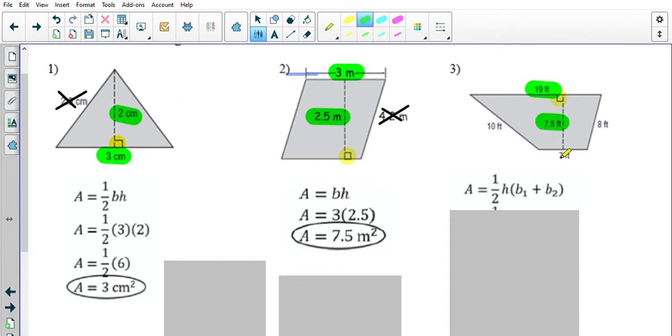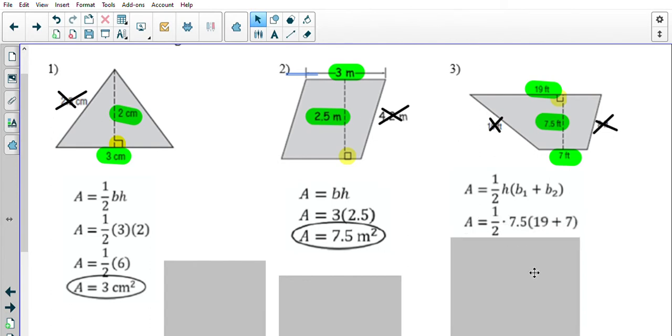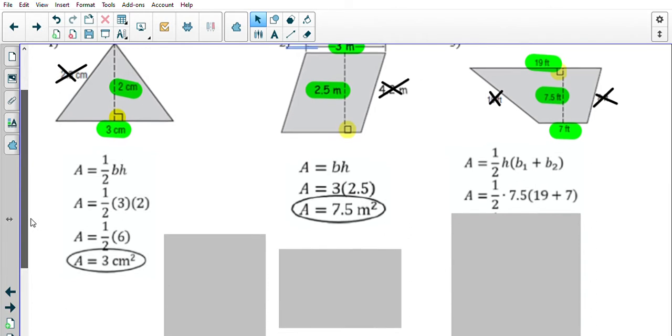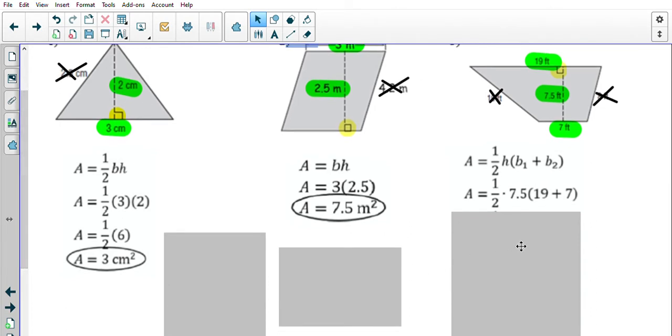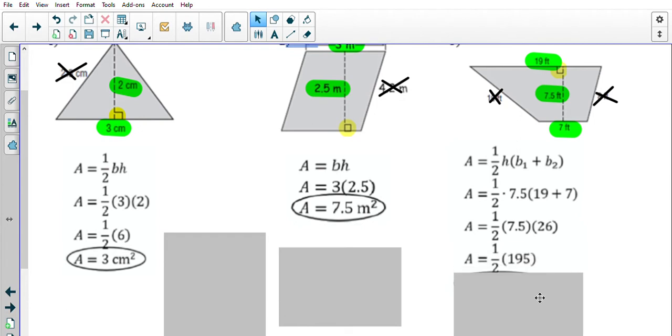My parallel sides are 19 and 7, which means I do not need the 10, and I do not need the 8. So I'm going to cross them off so I'm not tempted to use them. So I've got half times the height, which is 7.5. In parentheses, I have 19 plus 7, not 19 times 7, so be careful there. I do like to not plug all of this in as one step, but I do 19 plus 7 to get 26. So I've got half times 7.5 times 26. I did 7.5 times 26 to get 195, and half of 195 gets us an area of 97.5 feet squared.